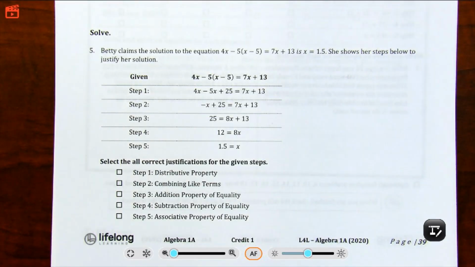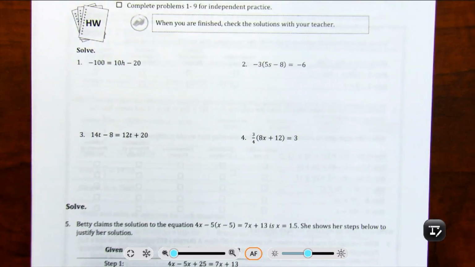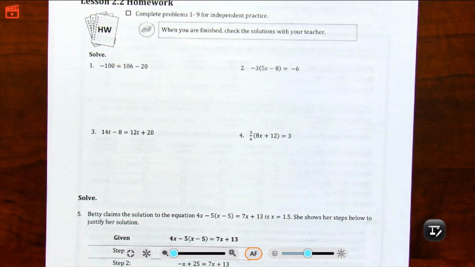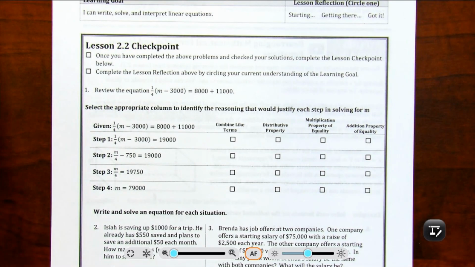So that completes lesson 2.2. For your homework, you have these problems, and then you have the checkpoint, lesson 2.2 checkpoint. Thank you.